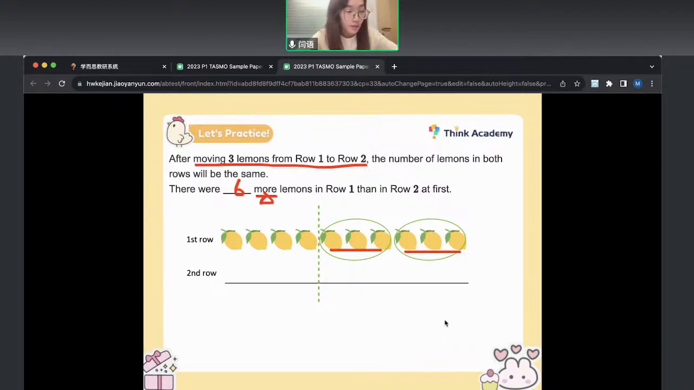Yes, for such questions, it is super easy to make mistakes. Because sometimes the question may ask you, how many lemons are there in total? How many lemons are there in row 2? How many lemons are there in row 1? How many more lemons were there? Okay, so read the question carefully. Clear? Okay, so this is about the transfer.